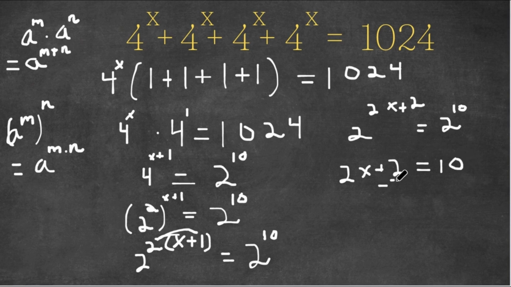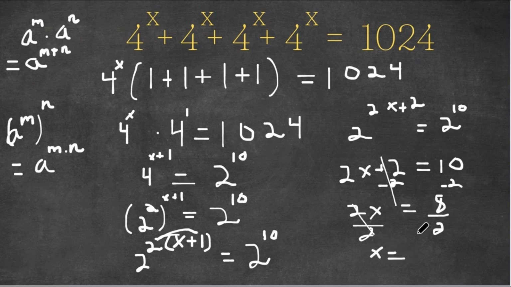Now, if we subtract 2 on both sides, we get 2x equals 10 minus 2 is 8. And now if we divide by 2 on both sides, we get x equals 8 divided by 2 is 4. So 4 is our answer.